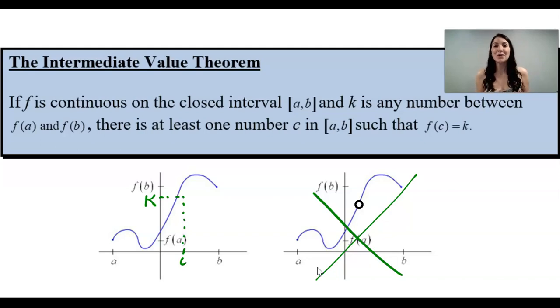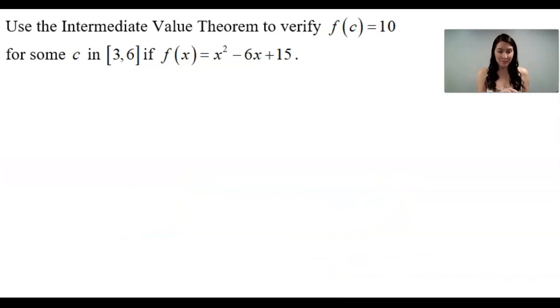Let's look at some typical calculus examples where the intermediate value theorem would show up. In this problem, it says to use the intermediate value theorem to verify that f of c equals 10 for some c value in the closed interval 3, 6 if f of x equals x squared minus 6x plus 15. Well, the first thing we have to determine in order to even use the intermediate value theorem is that the function is continuous on the closed interval.